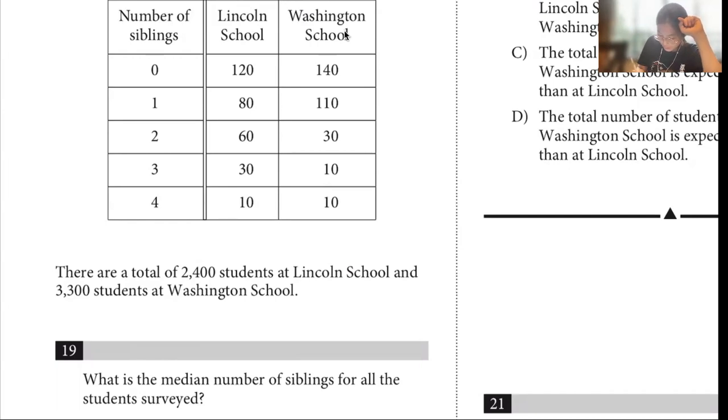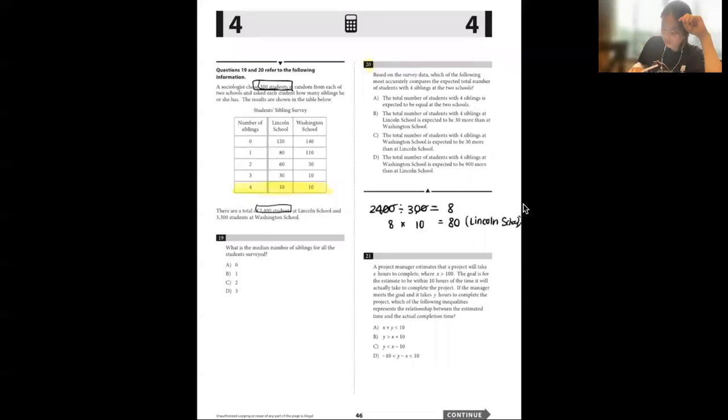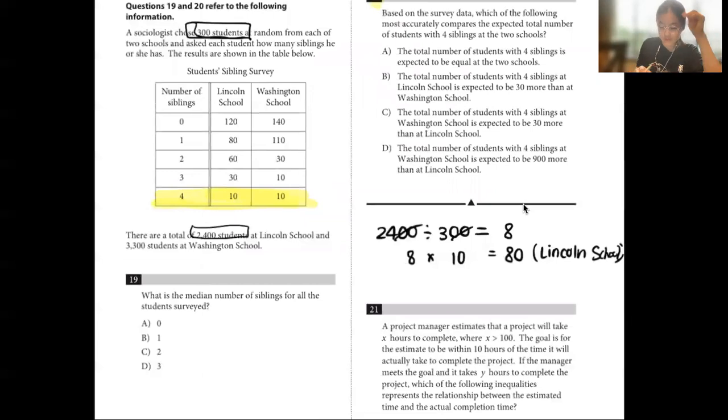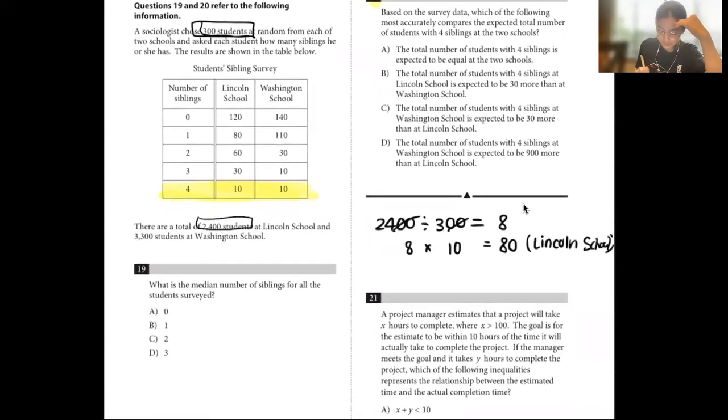So that's for the Lincoln School. I apologize. So this is what I wrote: 2,400 divided by 300, which is 8. And you need to times 8 by 10. And that's going to be 80 for the Lincoln School. That's the actual number.